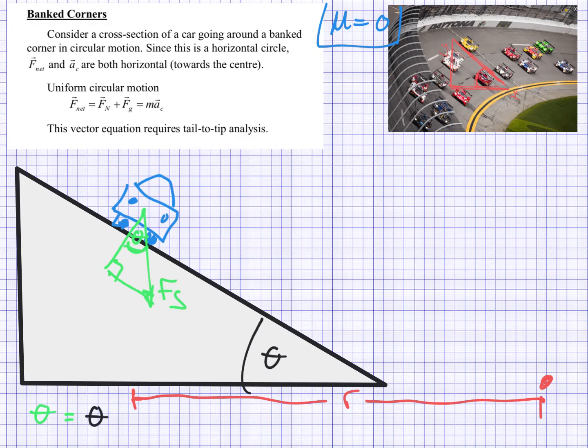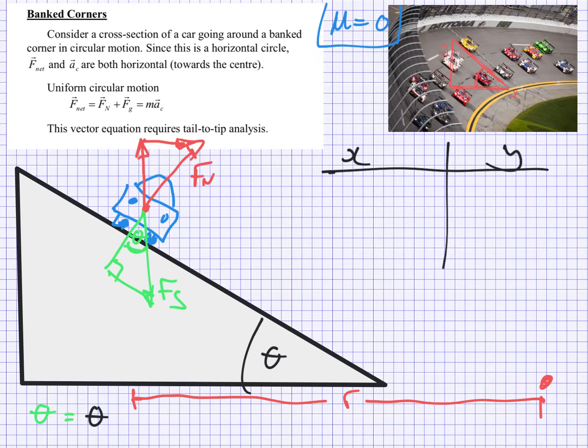Okay, and now if the car's on a banked surface and we want to think about the force normal, that's going to be perpendicular to the surface. So this here is the force normal. And that force normal is going to have a component that goes in this direction. Okay, and it's also going to have a component that goes in this direction. Now this is where we start thinking about the x and the y in slightly different terms.